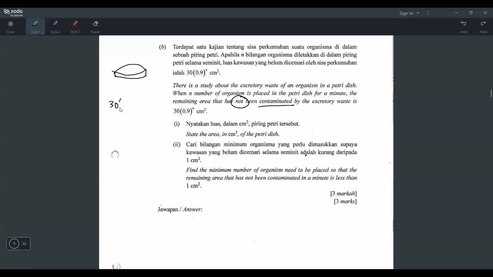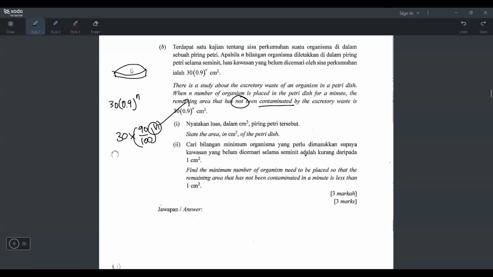So if you look at this formula, it's actually 30 times 0.9 power n, right? And 0.9 basically means 30 times 90%. Do you agree? 30 times 90%, because 90 divided by 100, you get 0.9, right? But you have to power n, and n is actually the number of organisms. It means the more organisms you put here, then the lesser the area that is not being contaminated. Make sense?